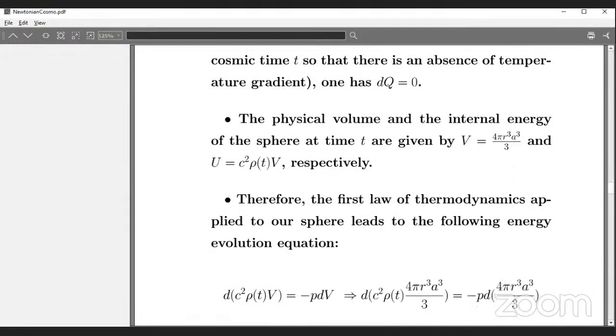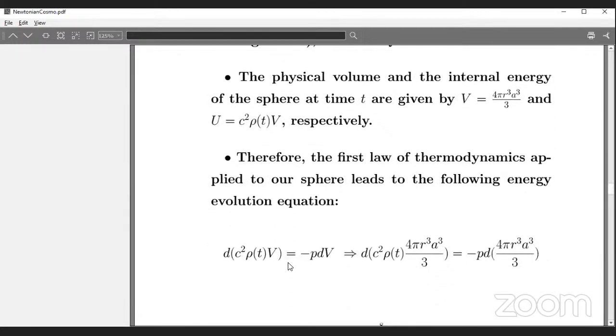So our first law of thermodynamics says dU is equal to minus p dV, because dQ is 0. And V, of course, is 4 pi r cubed a cubed by 3. If you put in all these values, then you get the result that d of c squared rho of t times 4 pi r cubed a cubed by 3 is equal to minus pressure times d of 4 pi r cubed a cubed by 3. Small r, which is the comoving radius, is constant. 4 pi by 3 is constant. So 4 pi by 3 r cubed can be cancelled on both sides.